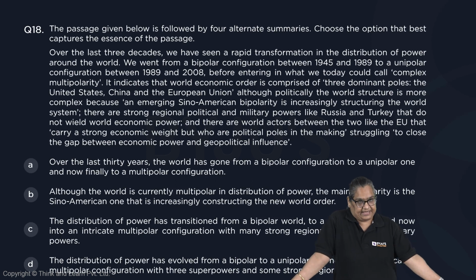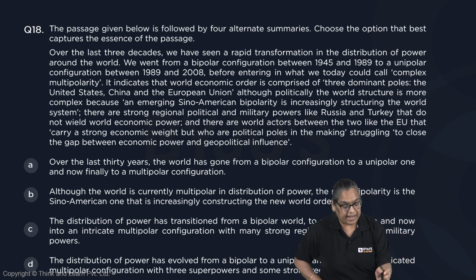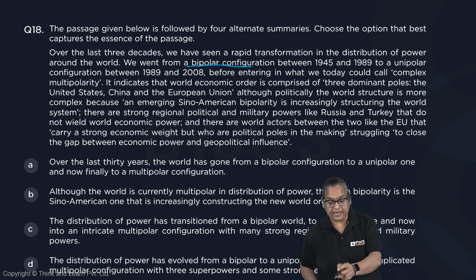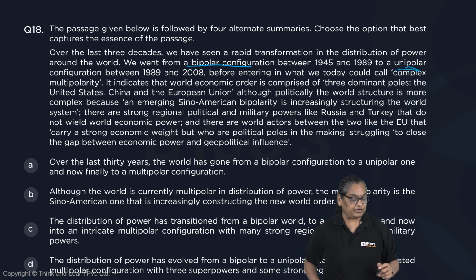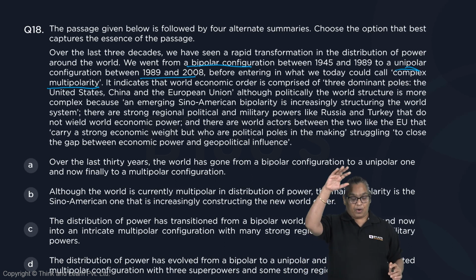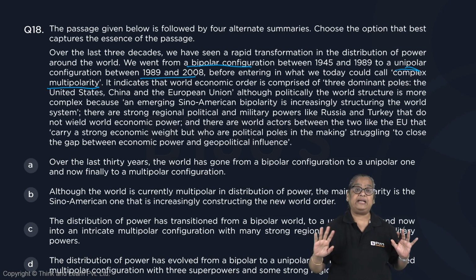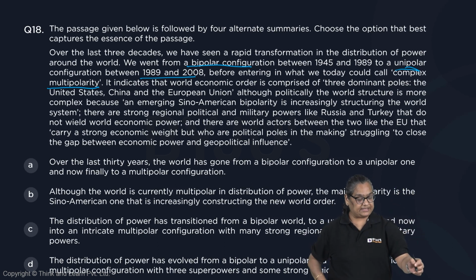Over the last three decades, we've seen a rapid transformation in the distribution of power around the world. We went from a bipolar configuration between 1945 and 1989 to a unipolar configuration between 89 and 2008 before entering what we called a complex multipolarity. So we have traveled from bipolar to unipolar to a complex multipolarity. That's our first point.